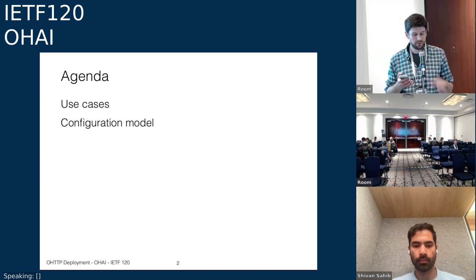Okay, so I'm just going to first go over 3 different use cases where we are employing Oblivious HTTP, and then talk generically about how we're doing configuration for OHTTP and how that's being shared.